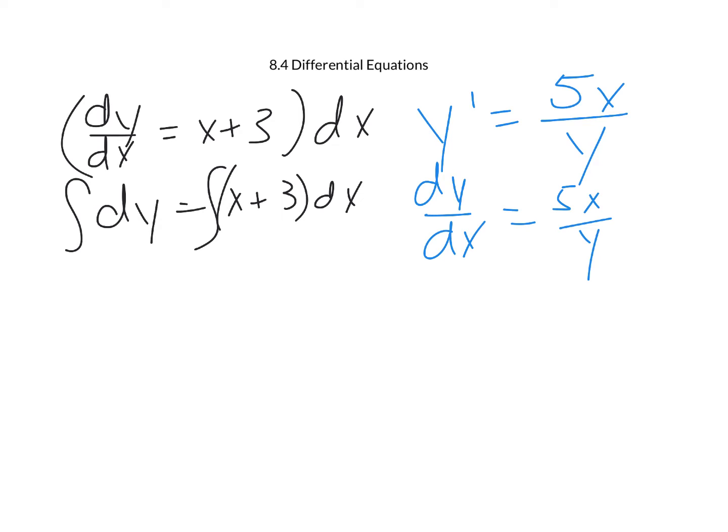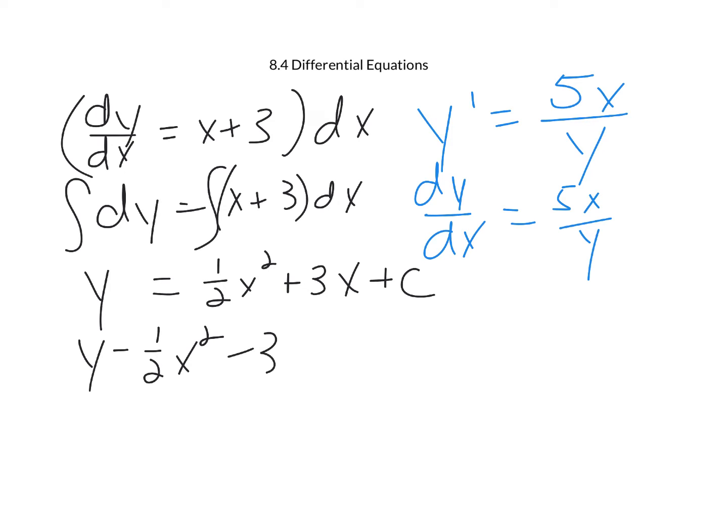Notice it looks goofy, but that left side is just like 1 dy, so the integral of 1 is just going to be y. And then for the other side, you're going to get 1/2 x squared plus 3x plus c. Then we can move everything over. And when we do that, we'll get y minus 1/2 x squared minus 3x equals c.